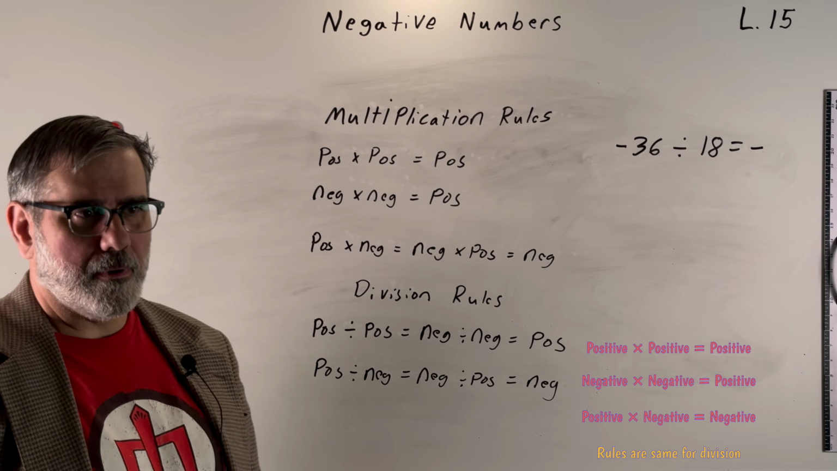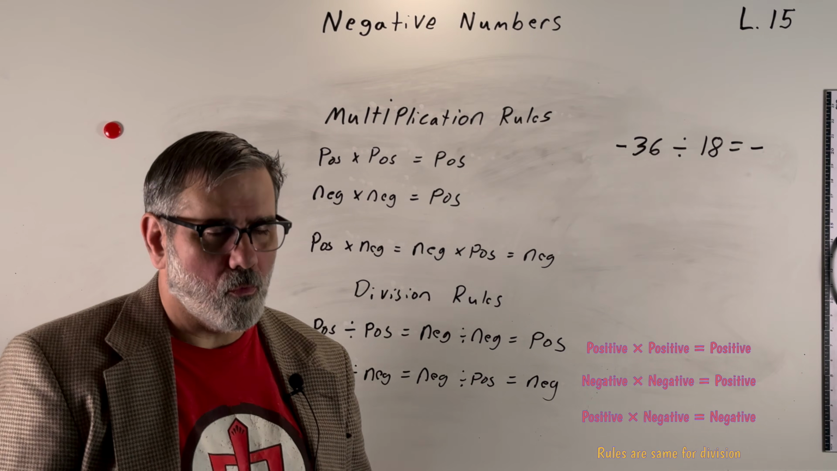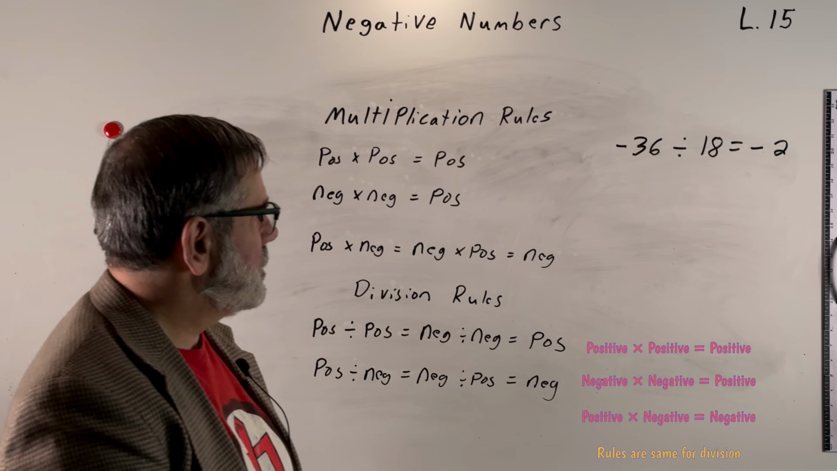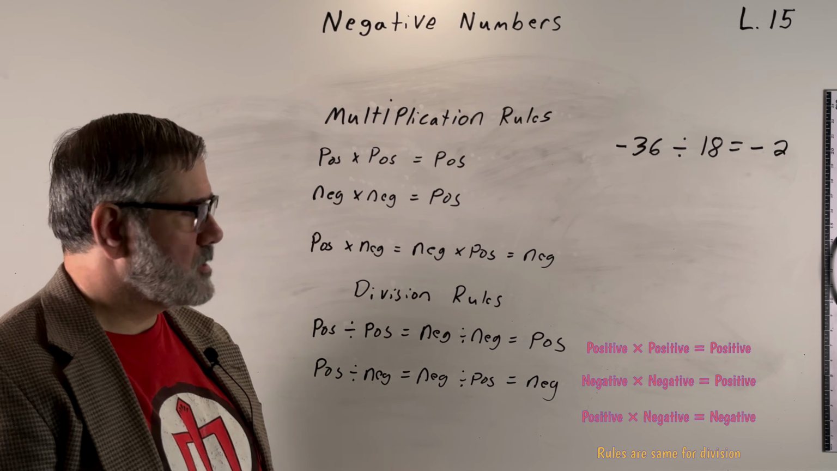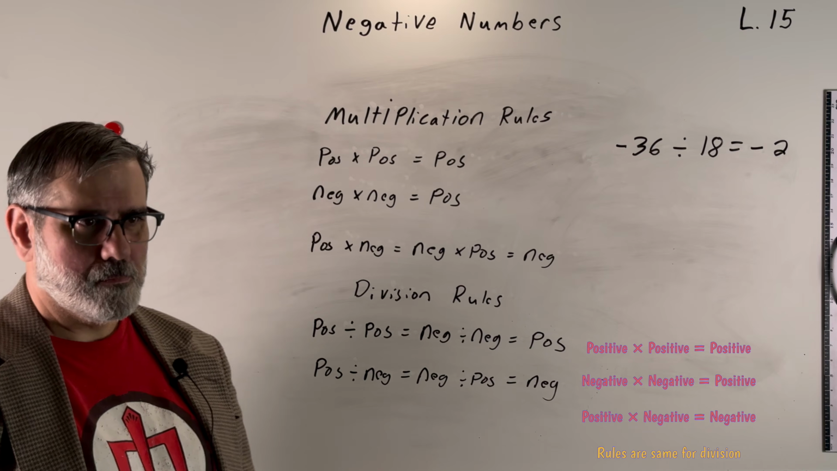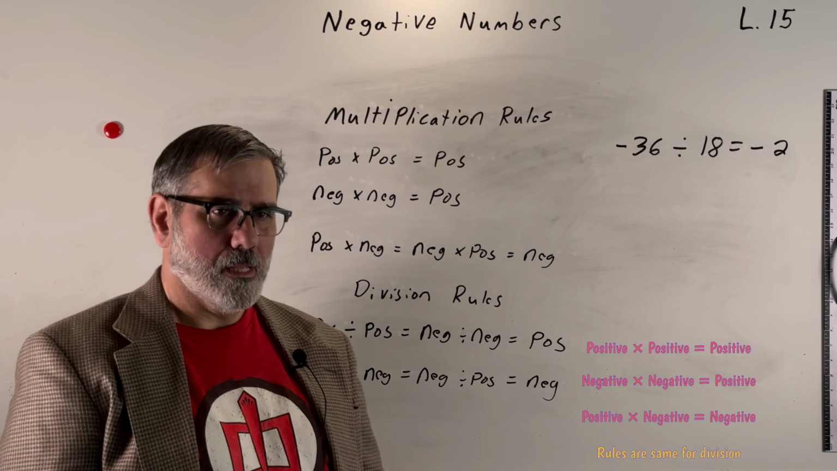Now, what is 36 divided by 18? Yeah, it's 2, because 18 times 2 is 36. So the answer is negative 2. 18 goes into negative 36, negative 2 times. Which, when you say it that way, it sounds kind of meaningless, but here's what it is.